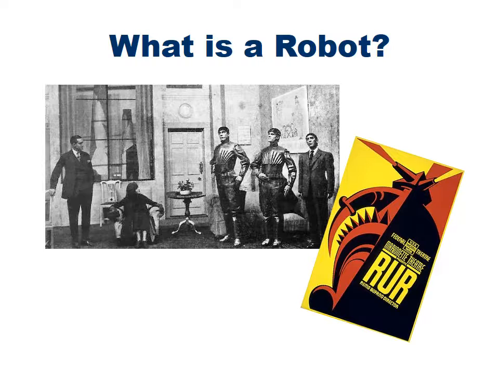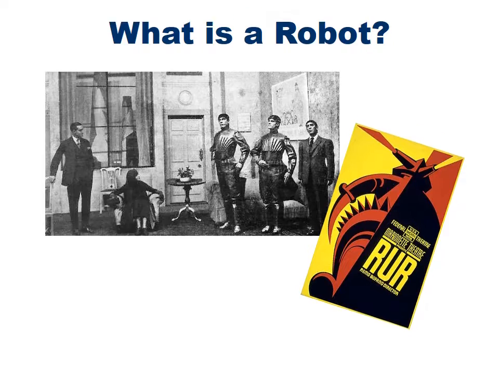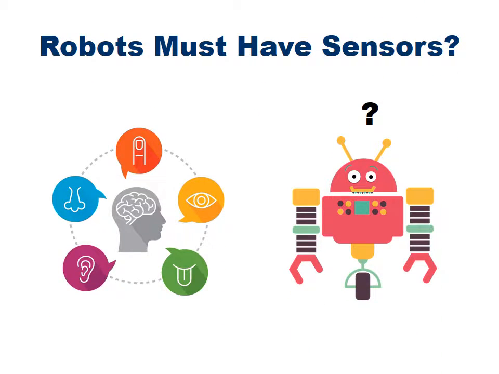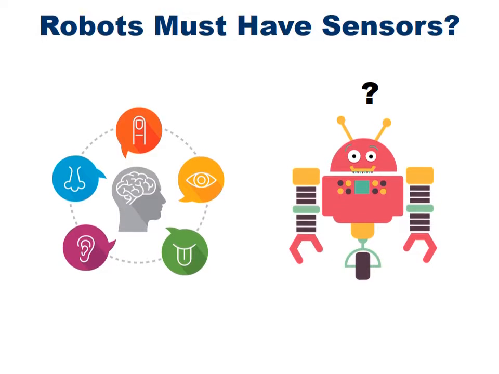The term came from Karel Čapek's play Rossum's Universal Robots, or RUR, so it belongs to the arts as much as the sciences. In the paper we review opinions of a few roboticists. In his book on personal robotics, Richard Rauchi states that robots must have sensors. I want to challenge that.